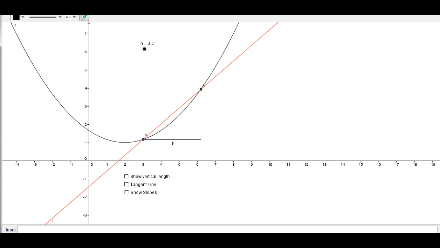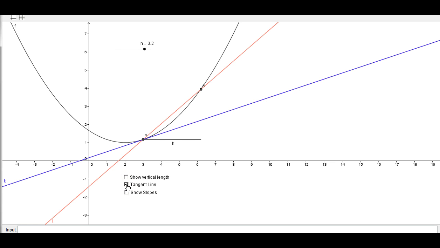So this is the secant line. I can show you the tangent line if I push on show slope. Yeah, I could probably do it on here. So that's the tangent line, just like we sketched, and there's the secant line.